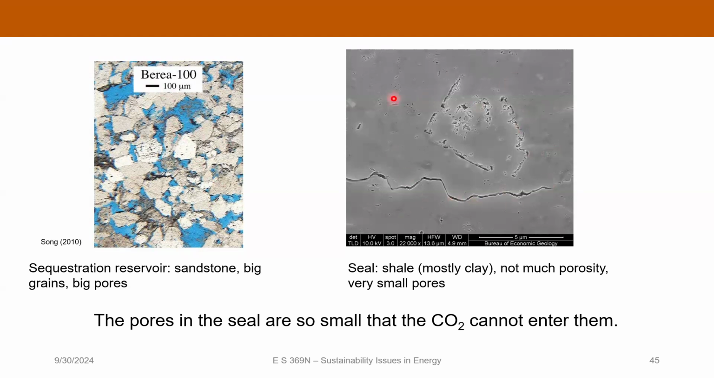The seals are typically made up of muds and mud rocks, and those typically have very small pores. These pores are so small that at a given pressure of the CO2 phase, the CO2 cannot go into them, so it can't leak. The size of those pores actually limits the amount of CO2 you can store in the reservoir, and we'll talk about that next. Okay. Any questions about drainage, imbibition, residual trapping? No. Okay, fantastic.